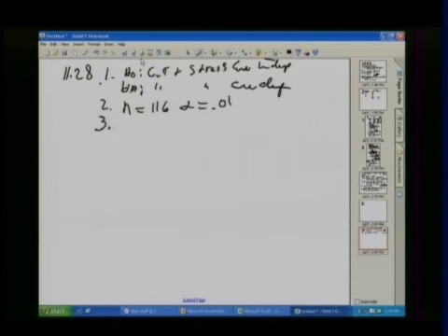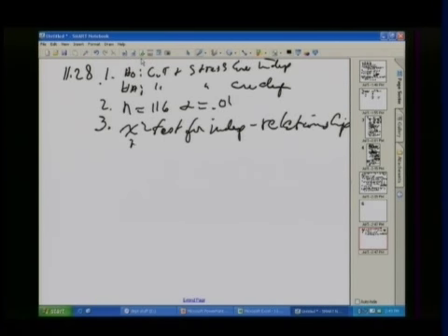Step 3, this is a chi-square test for independence. It's a test for independence because they're asking me about relationship and because I have nominal data. I have one population, I have 2 variables. So that's why it is a chi-square test for independence.